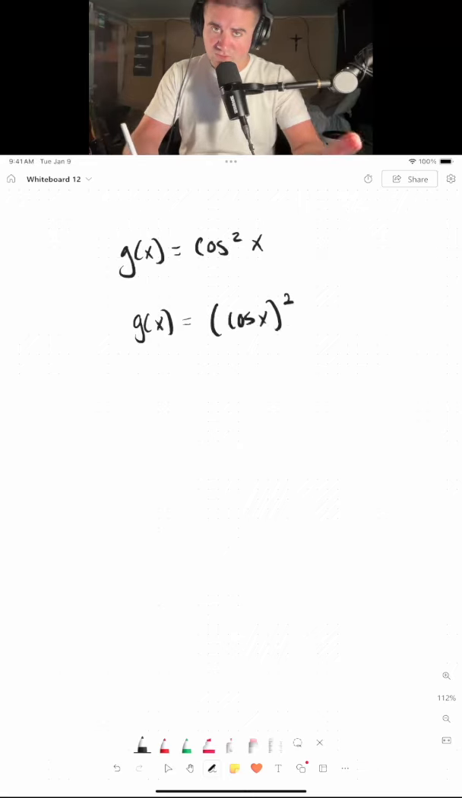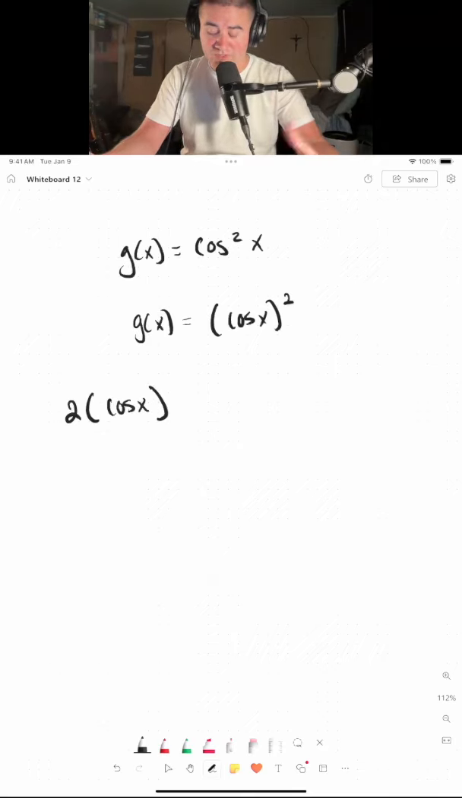So let's go ahead and use the power rule first because we have an exponent with parentheses. Using the chain rule, the power rule first, is 2 times cosine x. We rewrite the inner function. And then, of course, 2 minus 1 using the power rule is just 1, so we don't need to rewrite that exponent. And then we're going to have to multiply by the derivative of cosine x. Take the derivative of the inner function, that is the chain rule, of course.